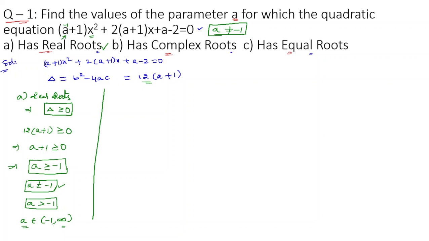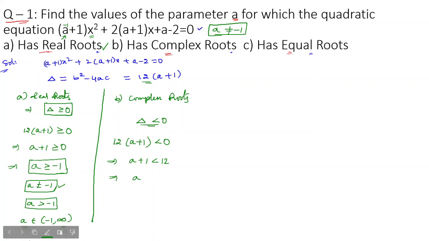So now let's move on to the case of complex roots. So when will a quadratic equation have complex roots? When delta is less than 0, the quadratic equation will have complex roots. Delta here in our case is 12 into (a plus 1). So this must be less than 0. This implies a plus 1 must be less than 0.